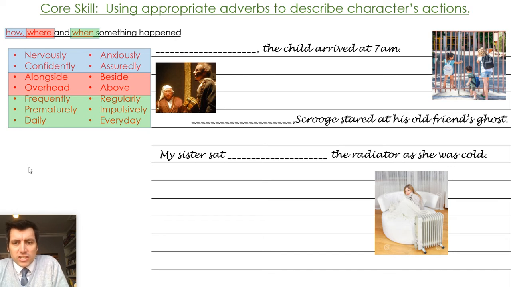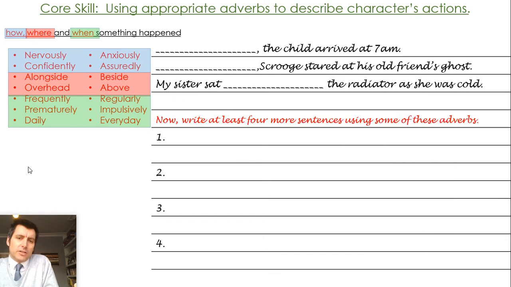Okay, so we've got those sentences that you're going to complete where you pick the adverb to go in them. And then I'd like you to look at that language bank with nervously, confidently, beside, above, frequently, prematurely, impulsively, and use at least one of those adverbs in some sentences that you might write about your life or even about the story that you're considering writing.